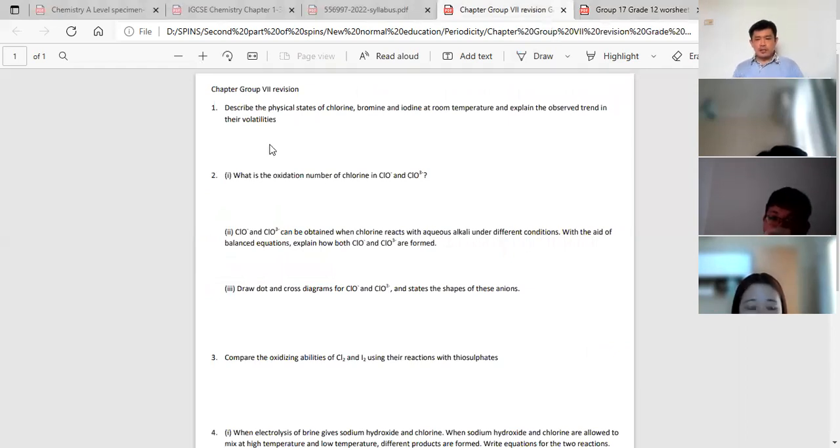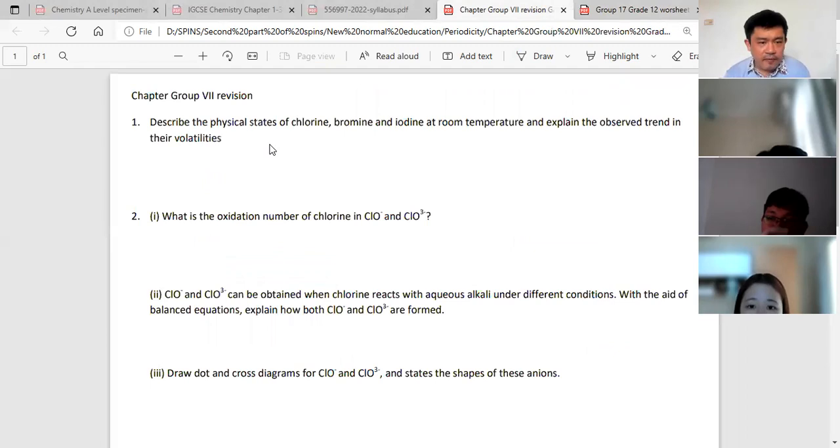Okay, I've provided 4 questions. Of course, there could be A, B, C, D, or points 1, 2, and 3. Group 7. Describe the physical states of chlorine, bromine, and iodine at room temperature. Explain the observed trend in their volatilities.